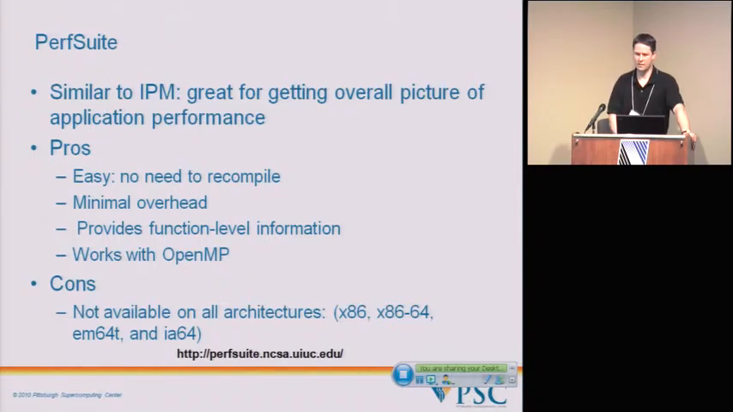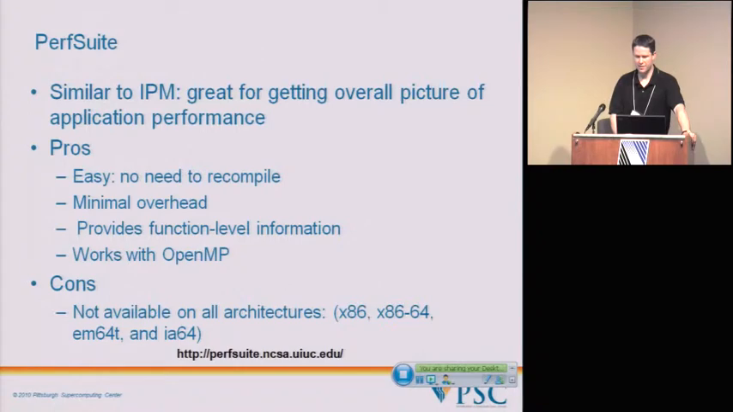A couple of nice things about PerfSuite is that it actually will give you a function level breakdown of what's going on in the routine. So IPM will give you the MPI information about the different MPI calls, but PerfSuite will also give you information about time spent in all the different functions in your code, the actual compute functions. It also works with OpenMP.